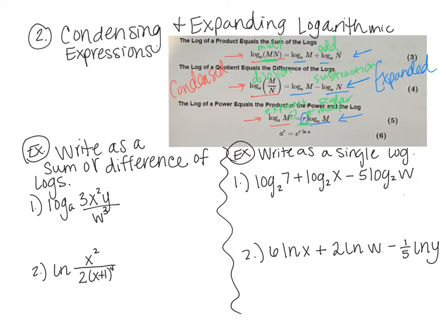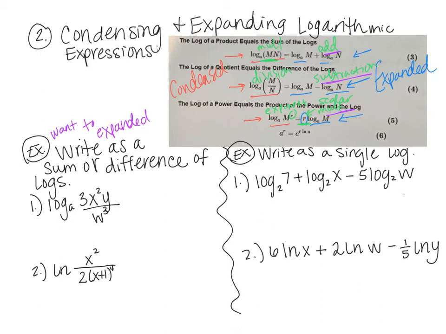Okay, so those seem very vague and just kind of like, I don't really know what she's talking about. So let's look at some examples and see if we can see what's happening. Okay, so in these first examples, what I want to do is write it as a sum or a difference. What that means is it is condensed, so I want to expand. So that means my answers should be in adding, subtracting, or scalar multiples. That's how I should see all of my answers. Okay, so let's see if we can turn that into it.